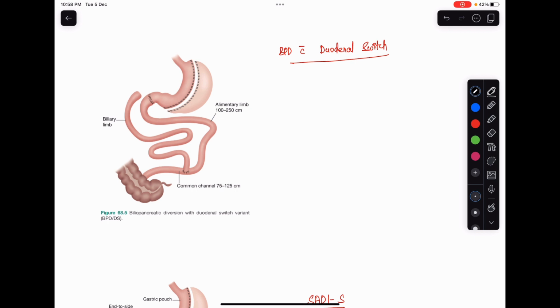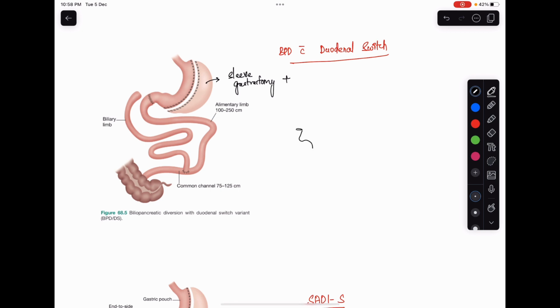As you can see in this figure, we have done sleeve gastrectomy. BPD with duodenal switch is almost similar to BPD with a few exceptions. That is, instead of doing distal gastrectomy, we are doing sleeve gastrectomy here. Then, instead of dividing at the stomach and duodenal junction, we are dividing at D1 and D2, so that we are leaving the D1 part along with the stomach.